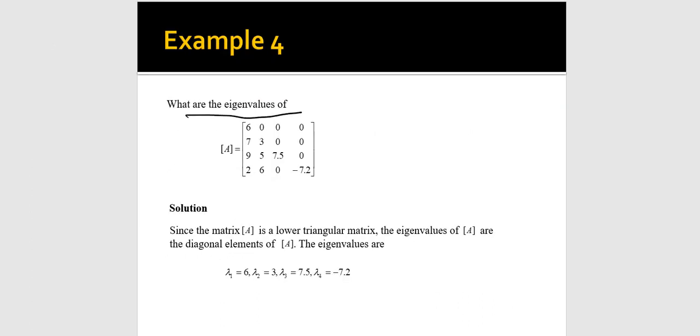What are the eigenvalues of this matrix? The solution is this. This is a lower triangular matrix, so the eigenvalues of A are the diagonal elements. If it is like this, you don't need to solve anything; only write the diagonal values and your job is done.